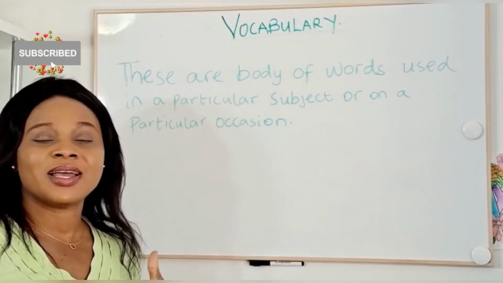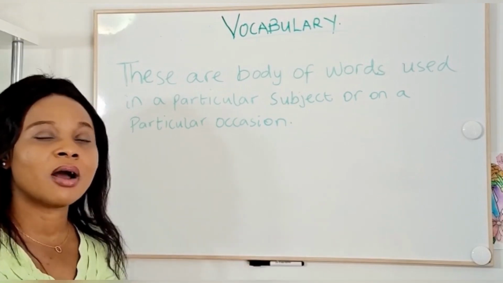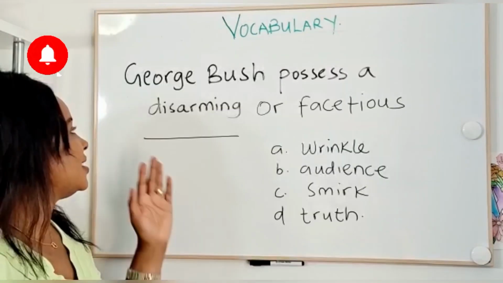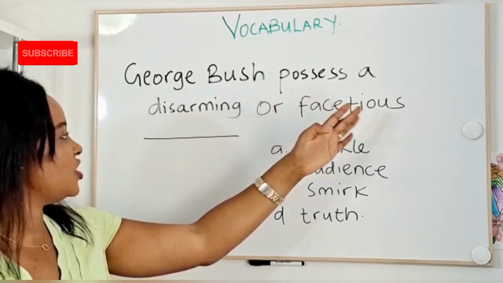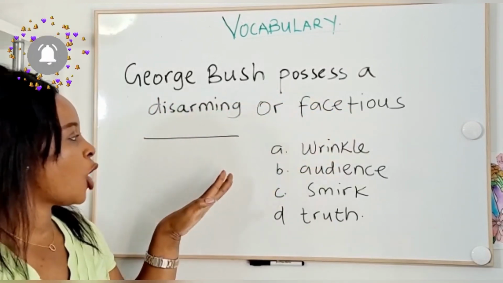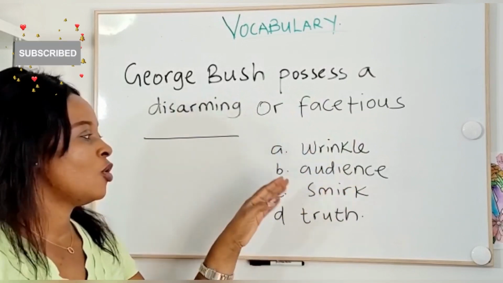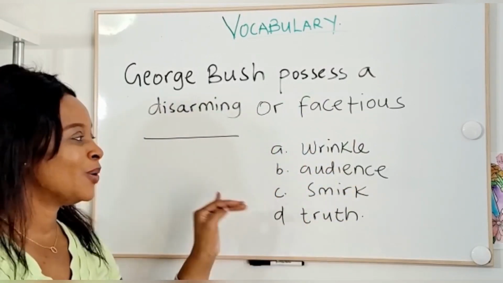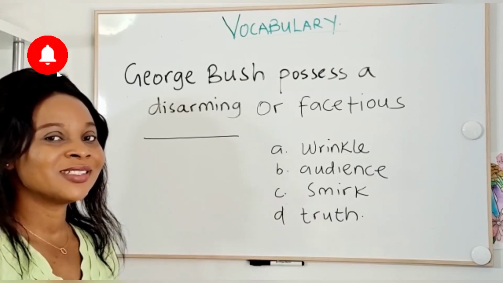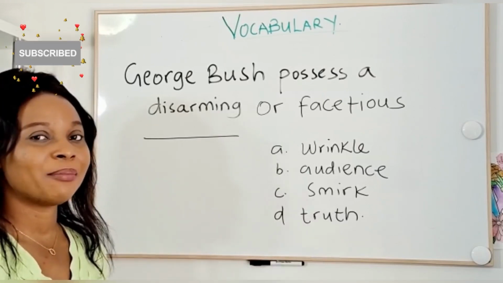Now, I'm going to take a further example so you understand better what vocabulary is. This is the second example here. It says George Bush possessed a disarming or facetious dash. I've got different options, A to D. We've got wrinkle, we've got audience, we've got smirk, we've got truth. So pause the video, put your answer in the comment section. Let's see how well you know your vocabulary.